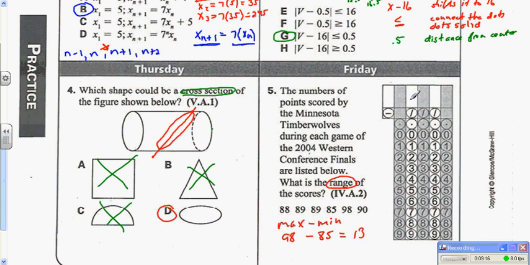So again, I could put 13 in any of these boxes as long as I fill in the numbers appropriately. I'm going to put it right here, just to show you it doesn't matter as long as they're together, and I fill in the proper circles. And this would be your answer for number 5.